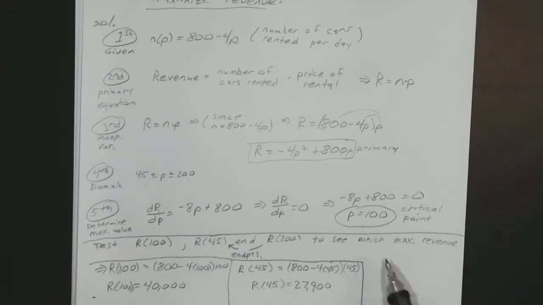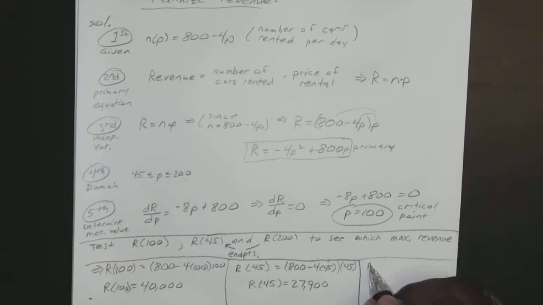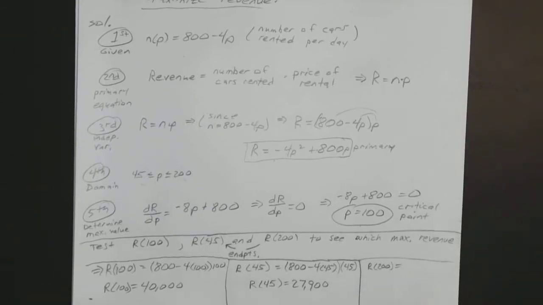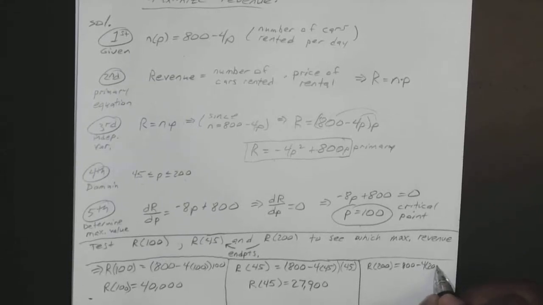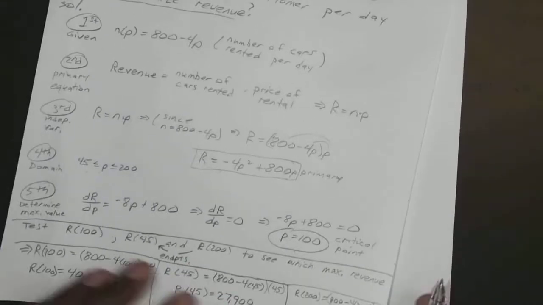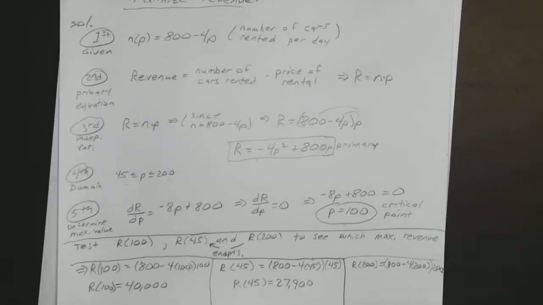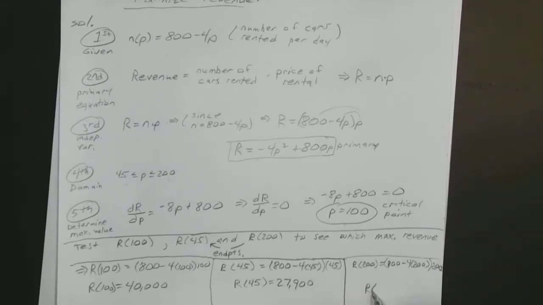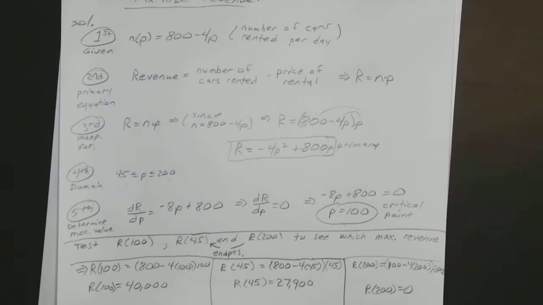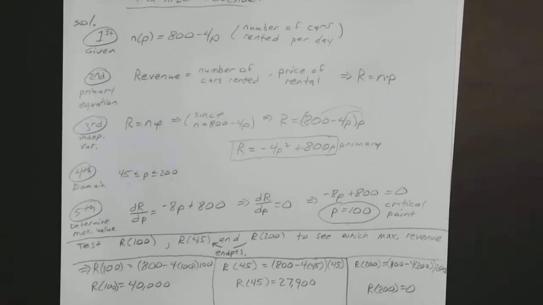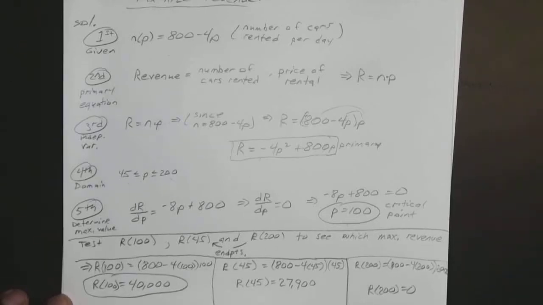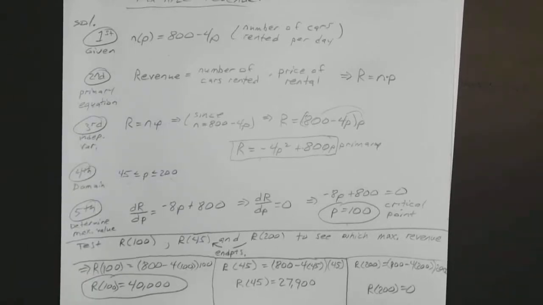Now if we charge $200, our R of 200 is equal to 800 minus 4 times 200 times 200. Uh-oh. Okay, so you have 800 minus 800 is 0, so if you charge 200 bucks, you actually just break even. So you make the most money when you charge $100 per rental.